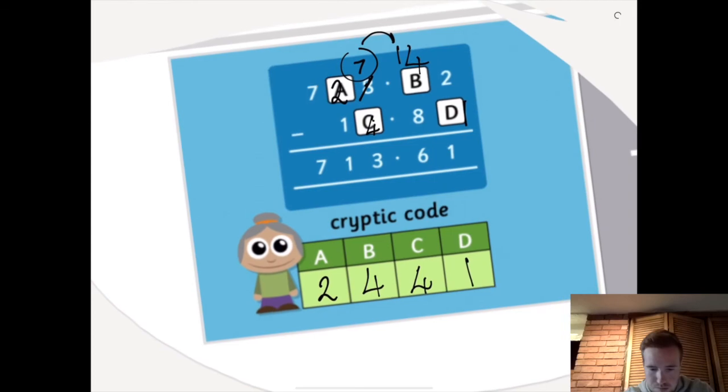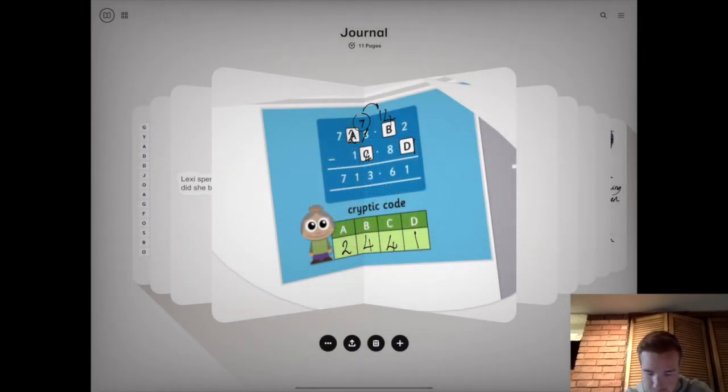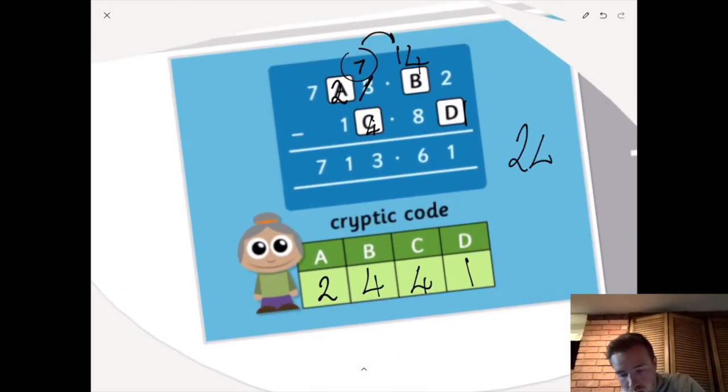Can I zoom out? Apparently not. Okay, well there you go, that's as big as we're going to have it. Sorry. So the answer there is 2441.